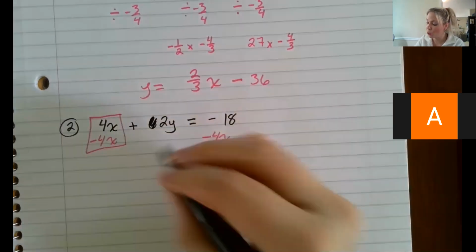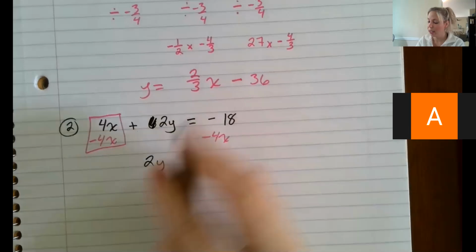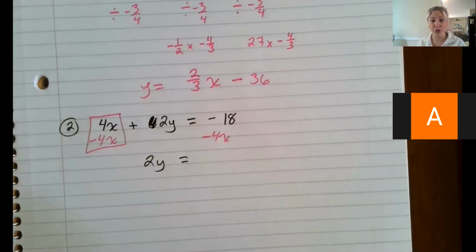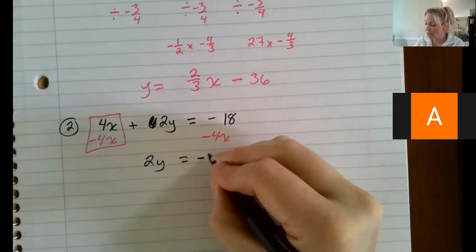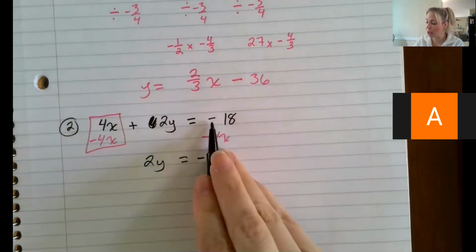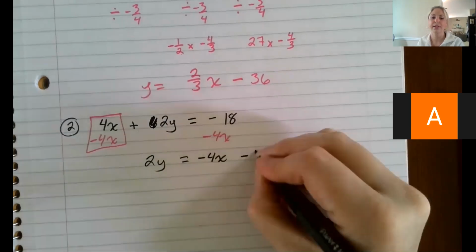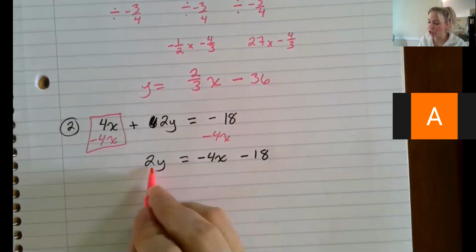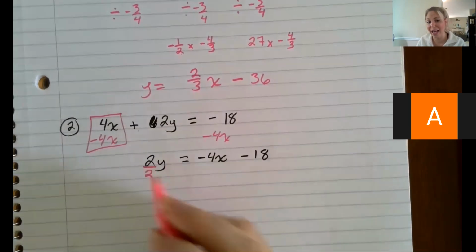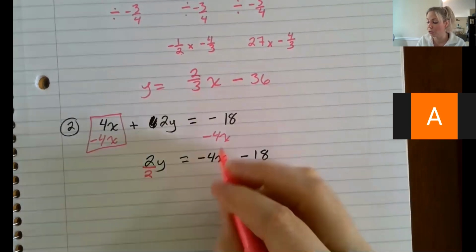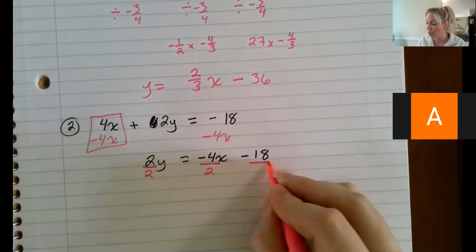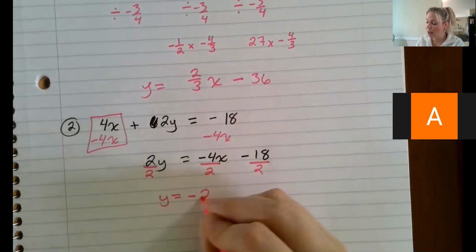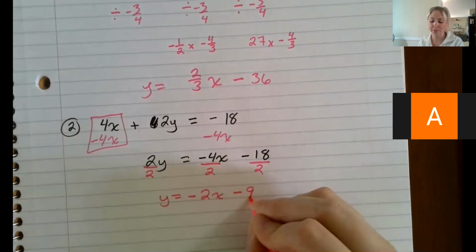That's going to give me 2y. That's a positive 2y is now equal to, I want to write my x value first. So negative 4x. And then that negative 18 now becomes a minus 18. And then again, to isolate that y, since it's multiplication, you're just going to divide by 2. But you have to divide every single component by 2. Every term gets divided by 2. And that gives you the final answer of y is equal to negative 2x minus 9.